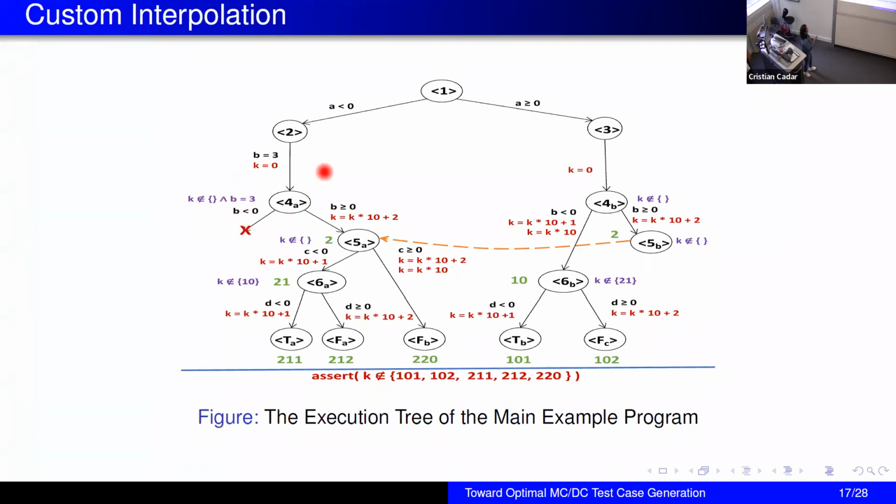Then when we traverse back to the right path, we have explored sequences like 211 and 212 from node 6a. For node 6a, we have the interpolant that kappa should not belong to the set of 10. Then for 5a, we have explored the sequence 220, and we have this interpolant for node 5a. When we are revisiting 5b, we saw that our context implies this interpolant, so we are not exploring this part. This is how we use pruning as well as find the sequences.